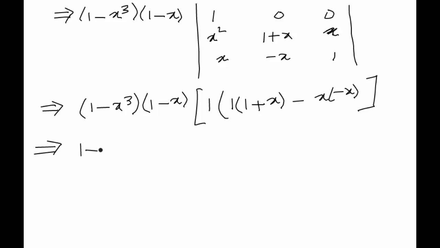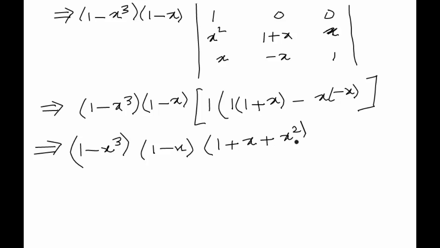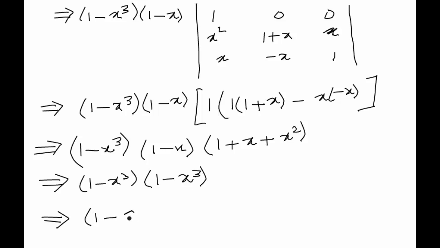We get (1 − x³)(1 − x) into (1 + x + x²). This gives us (1 − x³) into (1 − x³), which gives us (1 − x³)². And hence proved. This is the solution to our problem.